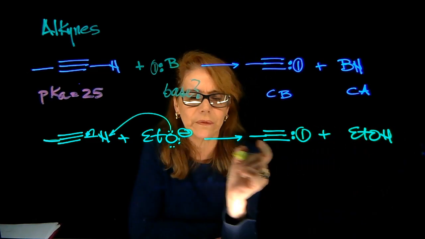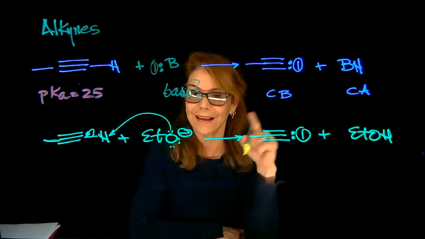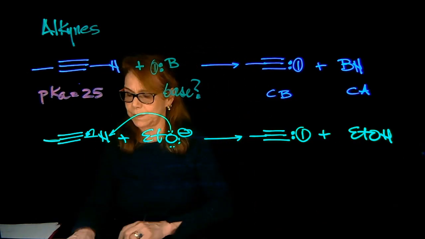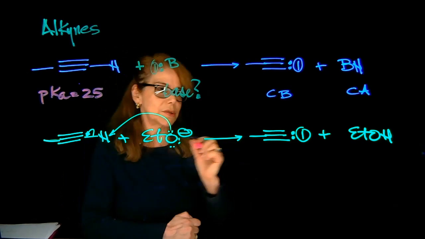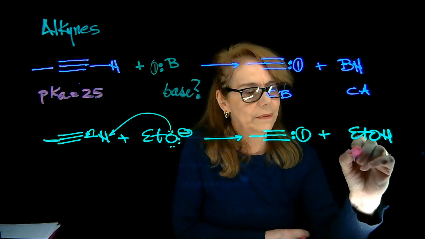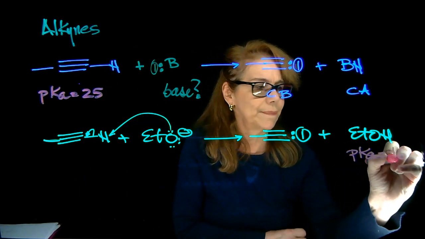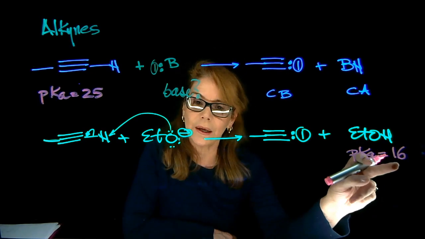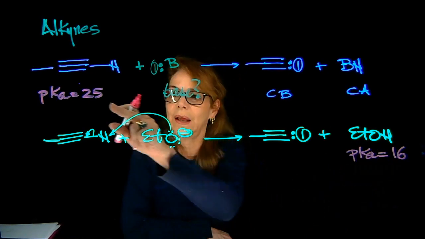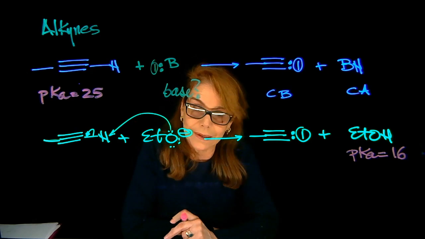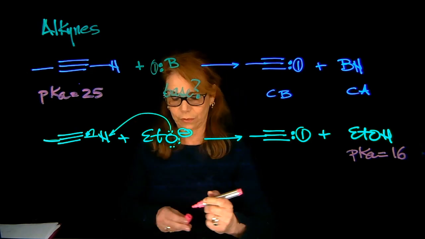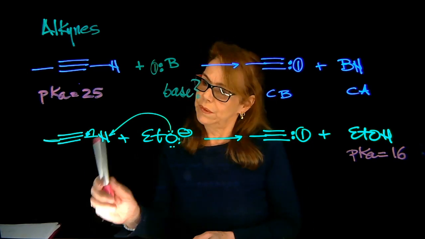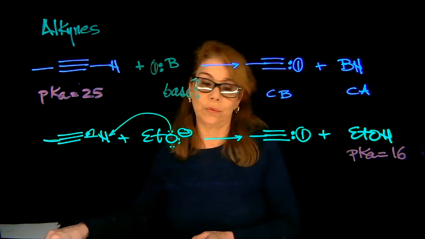So how do I know if that works in that direction? Let's analyze the pKa's of the acids. We said that the pKa of the terminal alkyne is 25. The pKa of ethanol is 16. If we analyze the pKa, we see that ethanol is a much stronger acid than the alkyne, and the equilibrium always favors the weaker acid. So this reaction will not work.